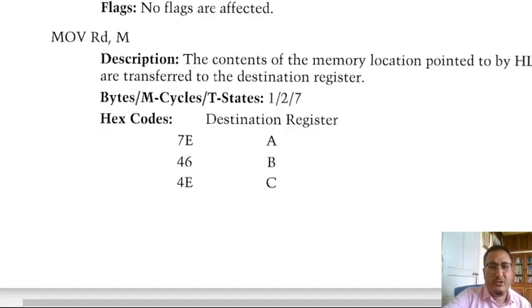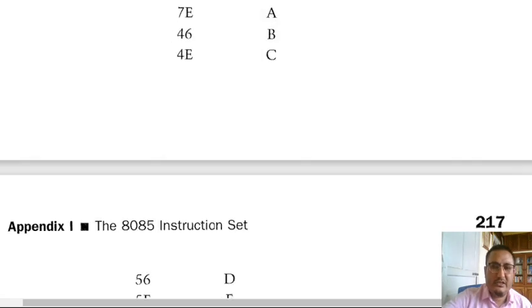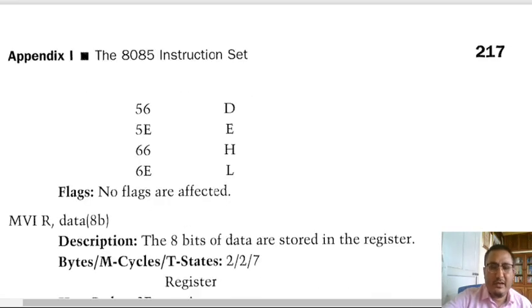This particular instruction moves the content of the memory location pointed to by HL pair to the destination register. So what does it do? The content of the memory location pointed to by HL pair are transferred to the destination register. Now bytes, machine cycle, and T states requirement. It requires 1 byte, 2 machine cycles, and 7 T states. Now the associated hex codes with the destination registers given for your perusal. Now no flags are affected.